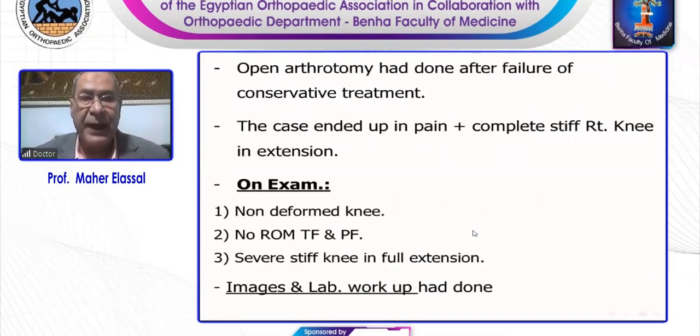Open arthrotomy had been done after failure of conservative treatment. The case ended up in pain and complete stiff right knee in extension. On examination, non-deformed knee, no tibiofemoral or patellofemoral range of motion, severe stiff knee in full extension. Images and lab workup had been done.